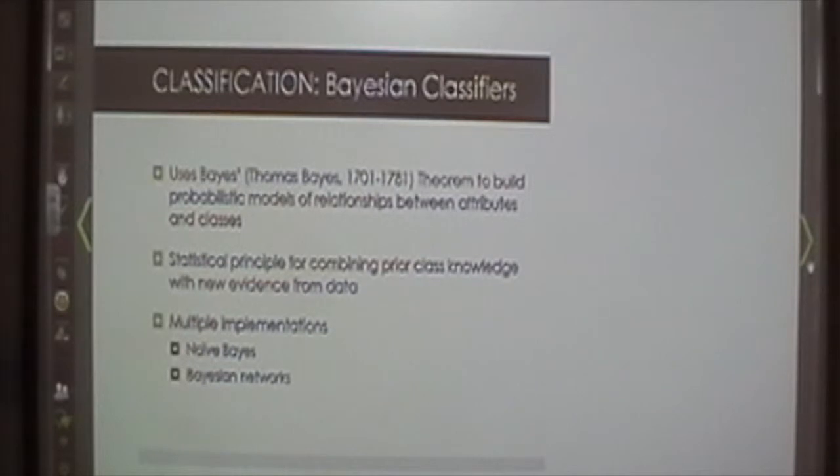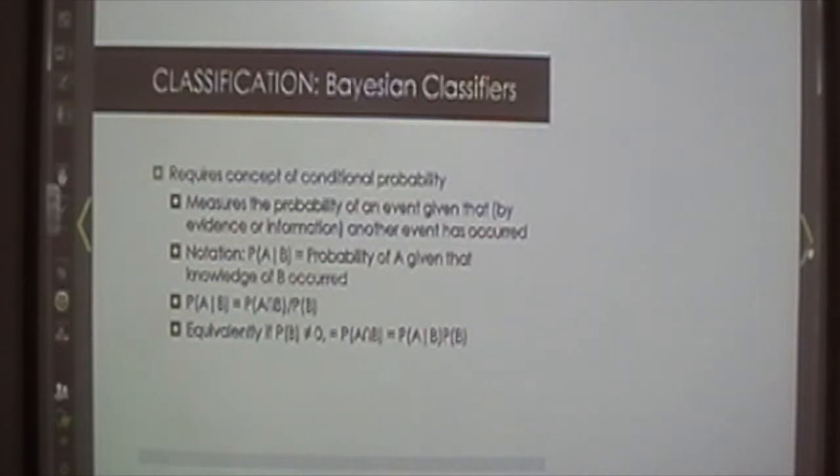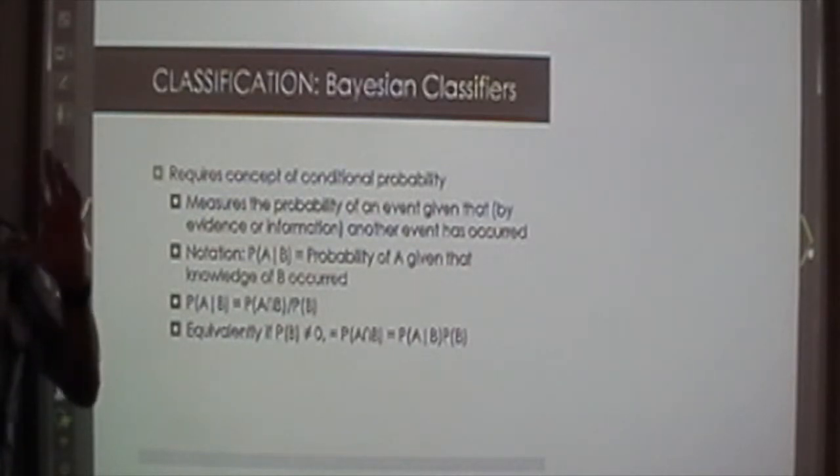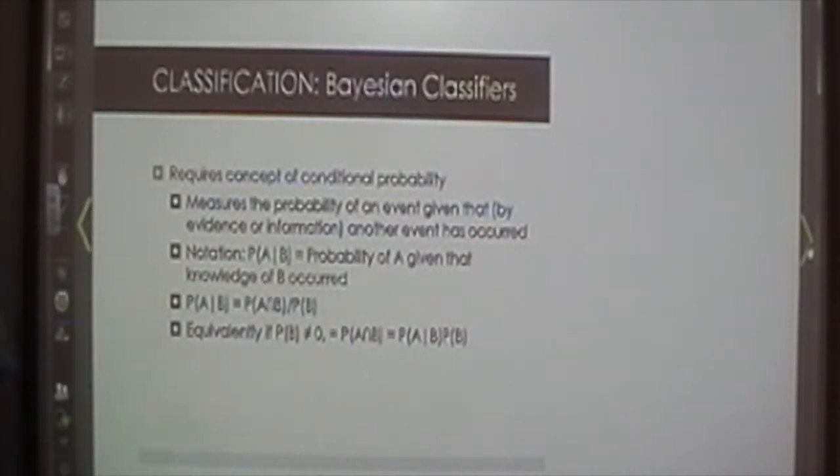And so the two implementations I'm going to begin discussing at first, at least. The first one's called naive Bayes, sometimes also called simple Bayes, and we'll see why it's called that. Bayesian classifiers, before we even begin, require a concept called conditional probability. Everyone should have at least some rough idea of probability. But the idea of a conditional probability is, given additional information, that the additional information can actually change the probability.